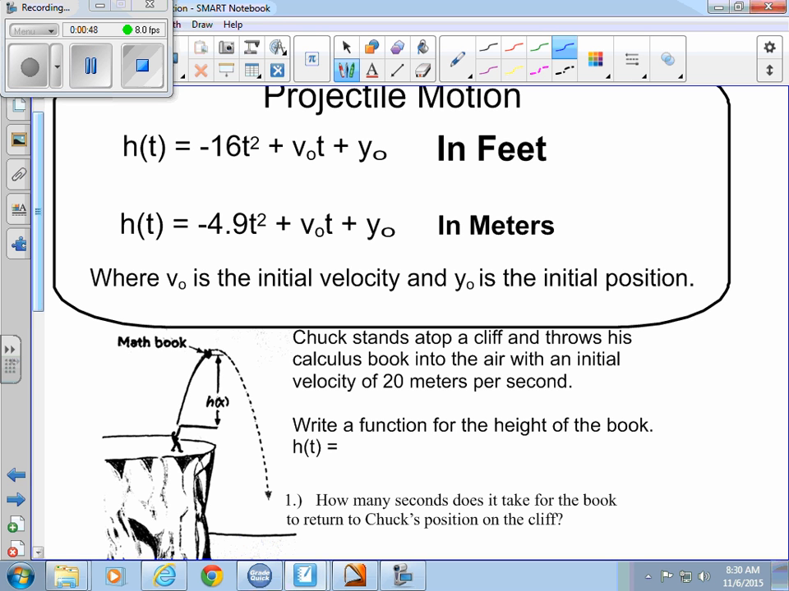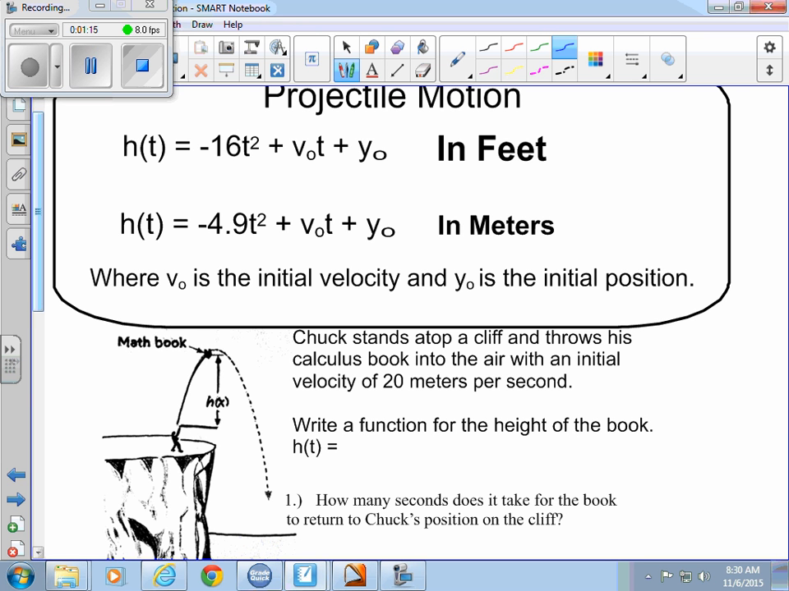The actual gravity equation that works anywhere is 1/2 times the gravity constant times t squared, which is the one on your calculus helper. It's more general. The gravity constant in feet on Earth is -32 feet per second squared, and the gravity constant in meters on Earth is -9.8 meters per second squared. And so that's where these come from.